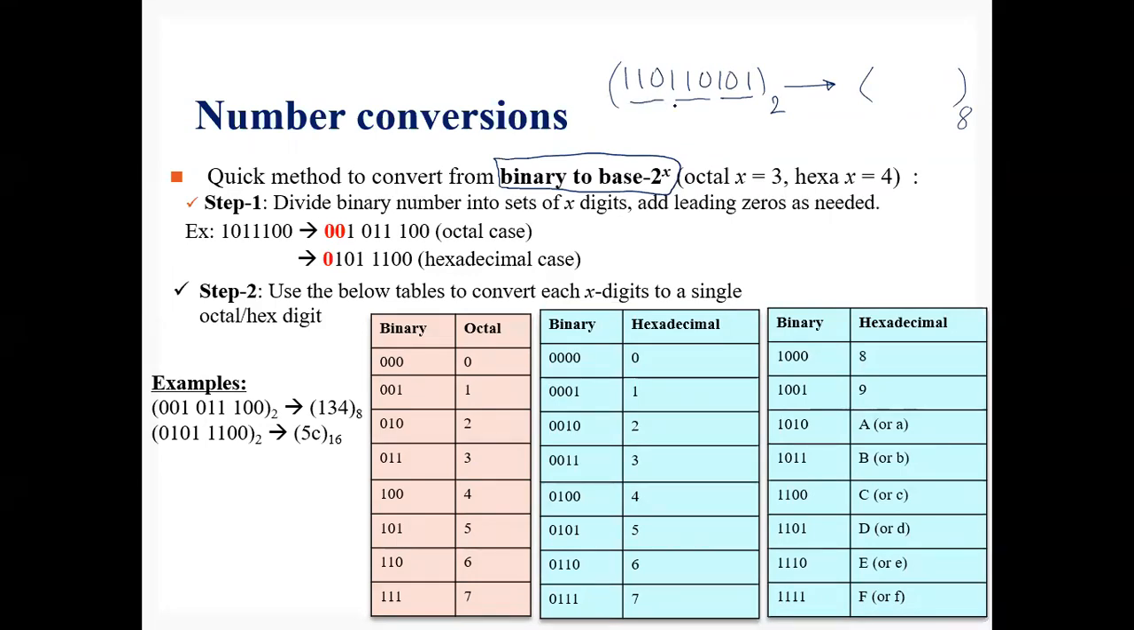Why do you choose a group of 3? Because 2 to the x, x equals 3, implies 2 to the 3 equals 8. See that? That's how you choose it. That's the whole idea.